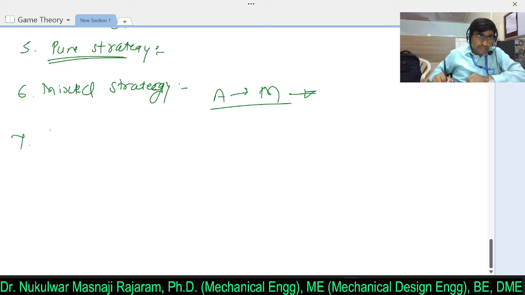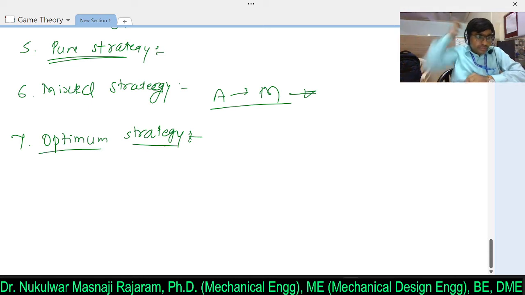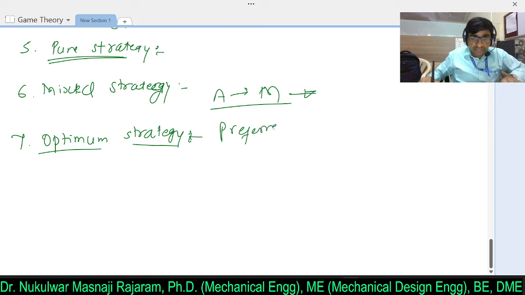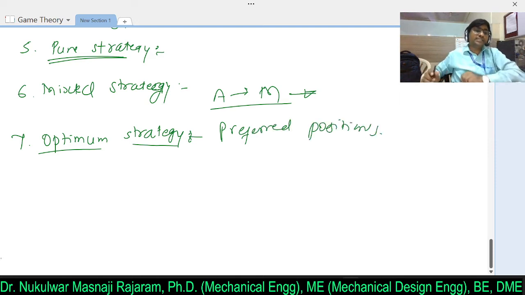Now in line with that, optimum strategy. Clear? The strategy that puts the player in the most preferred position. What I want to say here is preferred position. Then that strategy is called an optimum strategy. Clear? Next definition is zero sum game.